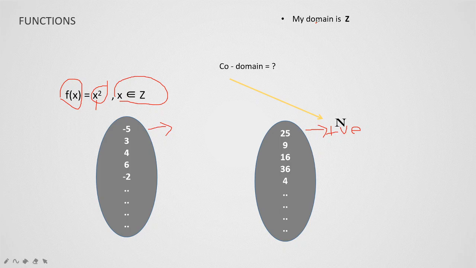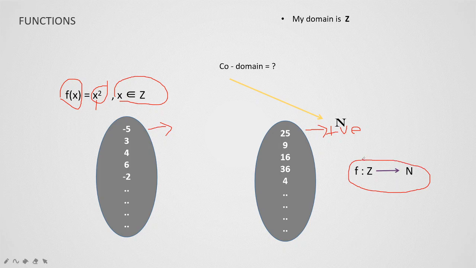So now, how can I represent this? I've said about domain, codomain, how to represent all this in one line. It will be like this. My function f goes from Z to N, arrow. F goes from Z to N. All of what I said here is represented by this one line.